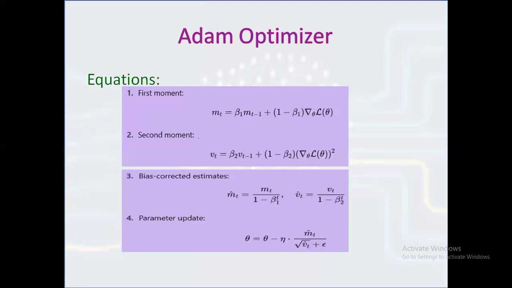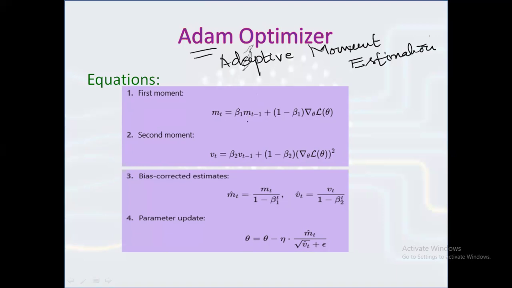Next, Adam optimizer. Adam means adaptive moment estimation. It combines the advantages of momentum and RMSprop by computing both the first moment, the mean, and the second moment, the variance, of the gradient. The equations are given as follows. The first equation: mt equals beta 1 times mt minus 1 plus 1 minus beta 1 times the gradient of L of theta.